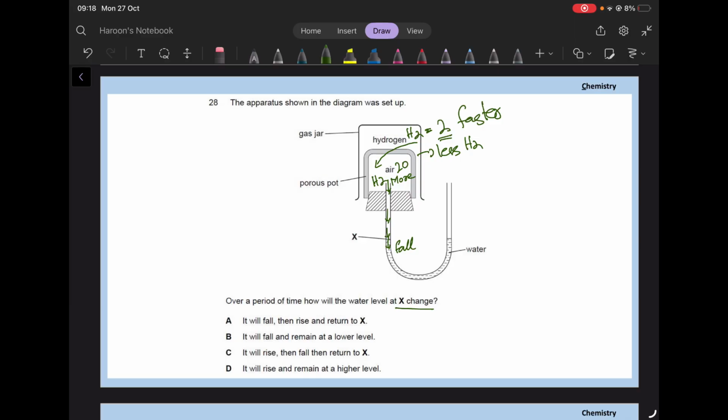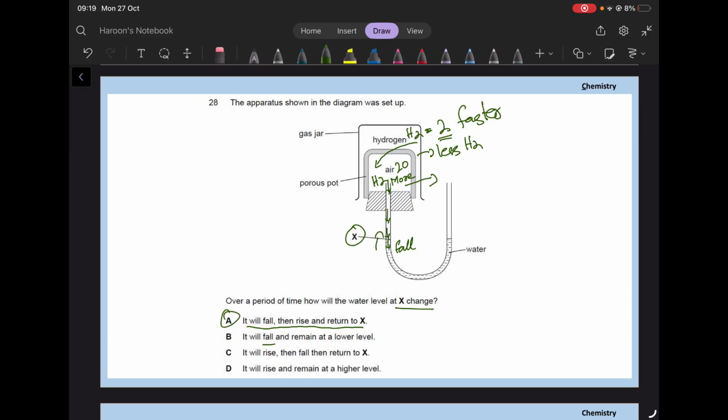Diffusion is movement of particles from a region of high concentration to low concentration. Now these hydrogen particles actually need to go outside, down the concentration gradient. When they go outside, this should actually start rising. Then they should start rising, and eventually it will return to this position X because more of these would go out. So it would eventually return to position X. So we are looking for falling then rising. So at A you can see it will fall, then rise and then return to X, right? So A is the answer.